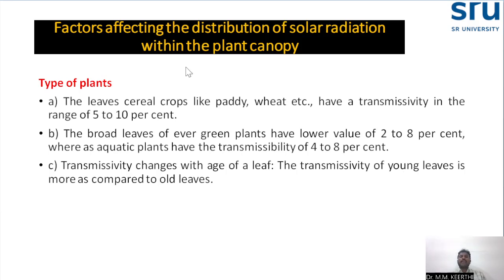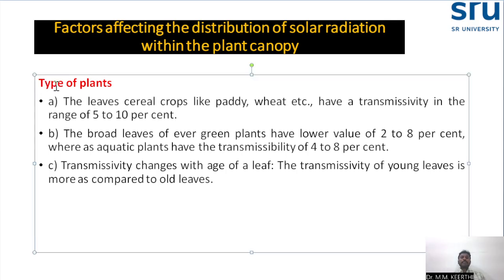Okay. Now, what are the different factors affecting the distribution of the solar radiation within the plant canopy? First one is type of plants. For example, cereal crops like paddy and wheat have a transmittivity in the range of 5 to 10% only. Broad-leaved plants have a lower value, 2 to 8%, compared to the cereal crops, whereas for aquatic plants the transmittivity will be around 4 to 8%.